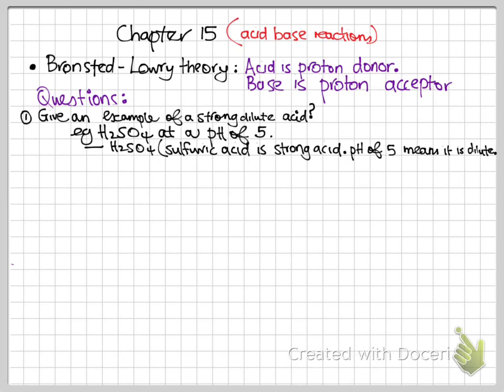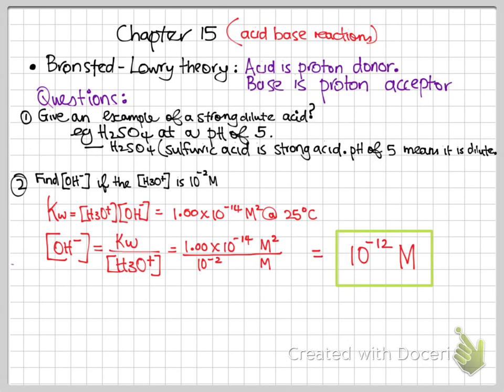Let's move on to question 2. How do you find OH minus? We make use of Kw, which is the ionization constant. Kw is equal to OH minus times H3O plus, which is 1 times 10 to the minus 14. Then we work with that. We have one unknown, which is the OH minus, and we try and solve it. So follow the working that follows. We get an answer of OH minus concentration equals 10 to the minus 12 molar.